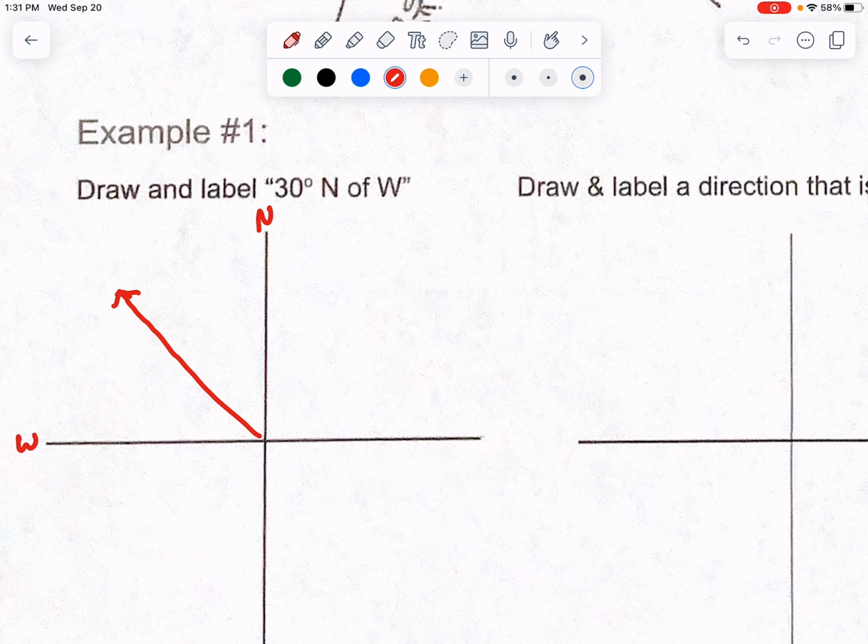Now, 30 degrees north of west. So I look at that last letter. So west, that means it's touching the west line and it starts to go north of it. So my angle is right there. So this would be 30 degrees.